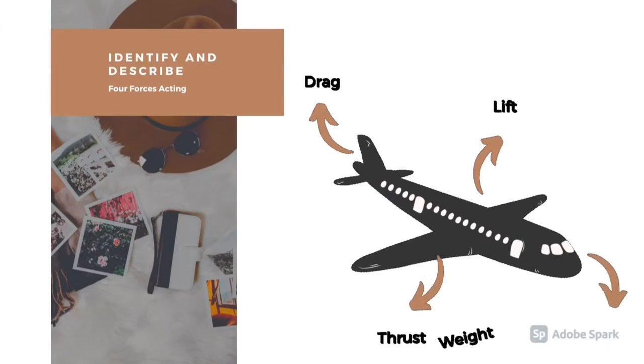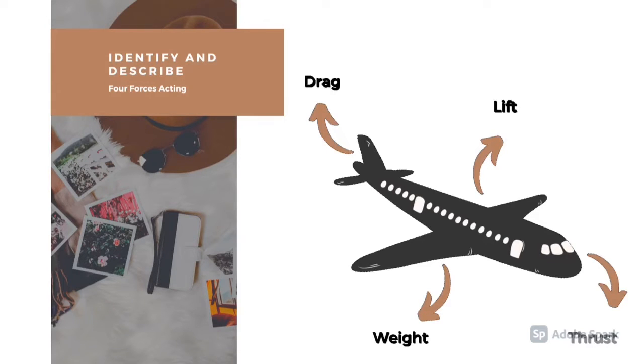There are four forces acting on an aircraft. They are defined as follows: thrust, drag, lift, and weight. Thrust: the forward force produced by the power plant, propeller, or rotor. It opposes or overcomes the force of drag. As a general rule, it acts parallel to the longitudinal axis.